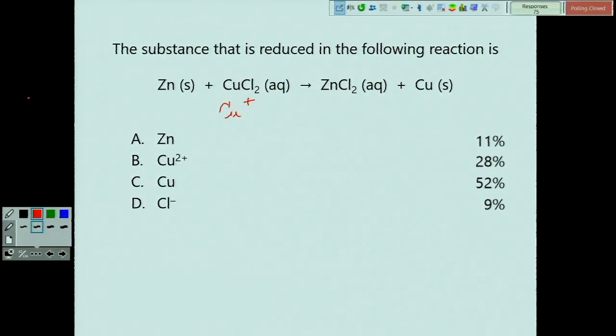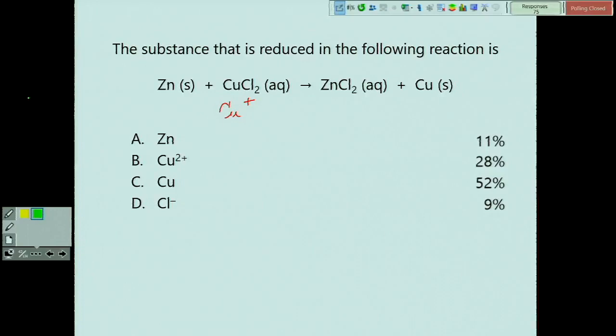So this is a spectator. So zinc becomes zinc 2. This is the oxidation. Copper 2 becomes copper metal. This is the reduction, right? So what was reduced was copper 2. Okay, copper 2. So B is the answer. Okay, not copper, copper 2. Those are two different things. Cu, just Cu is copper metal, and that has a 0 oxidation state. Cu2 plus is the ion, right? So they're completely different things.